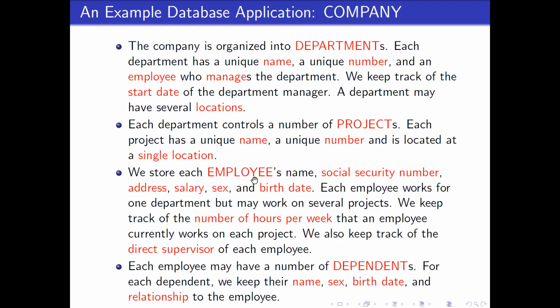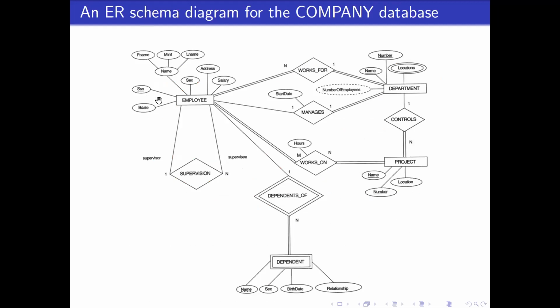Then we have employee: social security number, name, address, salary, sex, and birth date. For that also you will see it here. Name is a composite, meaning there are several components here. That's why you will see it like this, which means the name includes first name, middle initial, and last name. This we call a composite attribute.